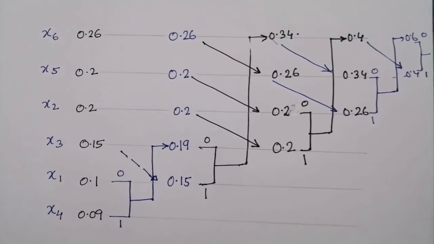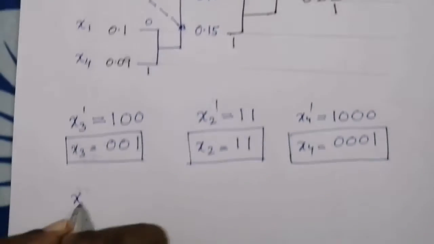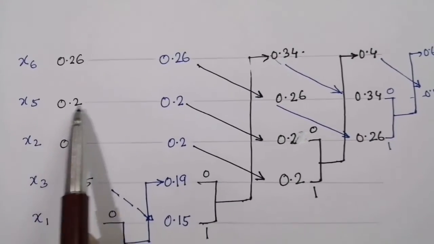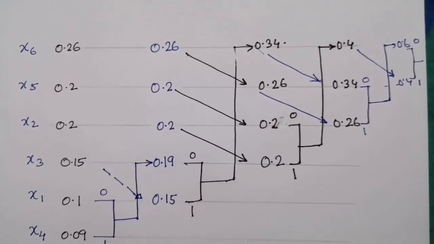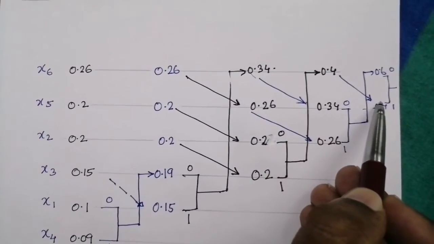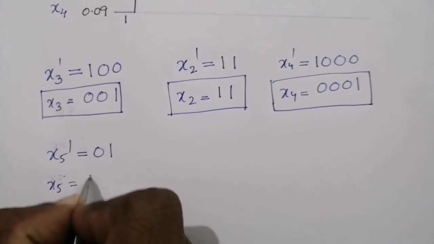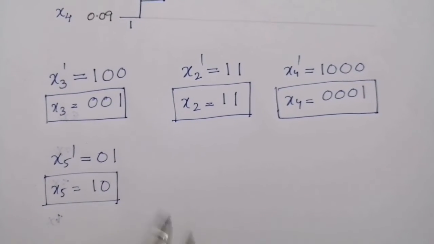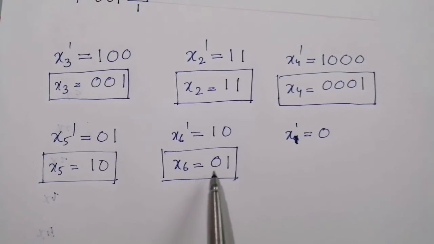Now we will illustrate the tracing of the code word for the symbol x5. For that we will define x5 dash. x5 dash equal to, start from x5, go to and trace out this particular line. So you will encounter a 0. You will write 0. And this line we will trace out and finally reach another one, that is 0, 1. Now x5 equal to 1, 0. You write in the reverse order. Similarly, you can trace out x6 and you will get x6 equal to 0, 1.